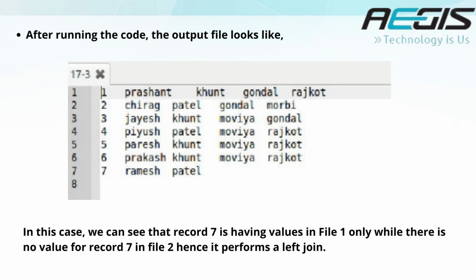After running the code, the output file looks like what you see in the image. In this case, we can see that record 7 has values in file 1 only, while there is no value for record 7 in file 2. Hence, it performs a left join.